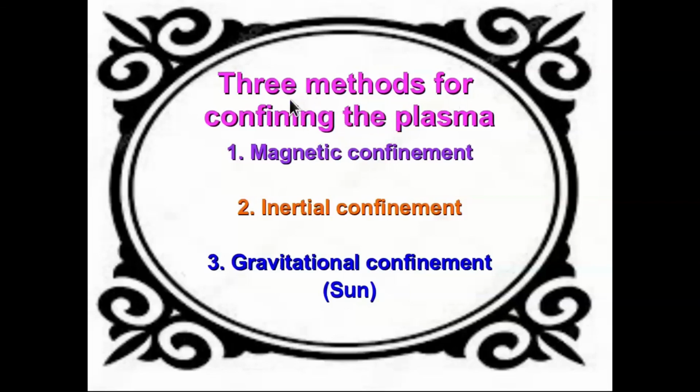So there are basically 3 methods for confining the plasma. Of course, the natural method existing in the universe is the gravitational confinement, which you find in the sun and the stars. So the plasma there is confined to that particular heavenly object basically because of the gravitational forces. Then we have magnetic confinement and inertial confinement.